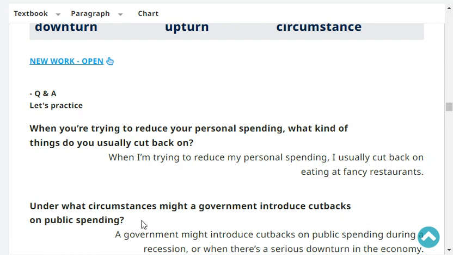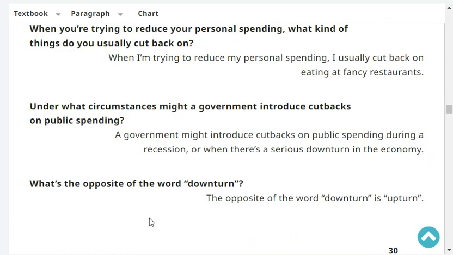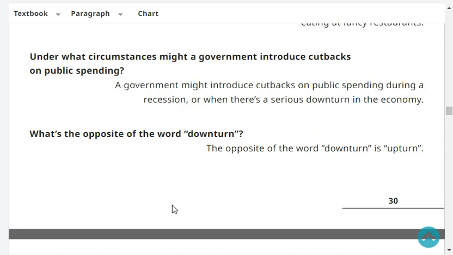Very good. Under what circumstances might the government introduce cutbacks on public spending? A government might introduce cutbacks on public spending during a recession or when there's a serious downturn in the economy.